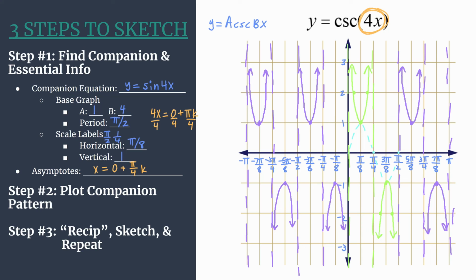Again, this is for unshifted cosecant graphs. We'll have another method later on that deals with the more advanced shifted cosecant graphs. But you've got a really nice graph here.